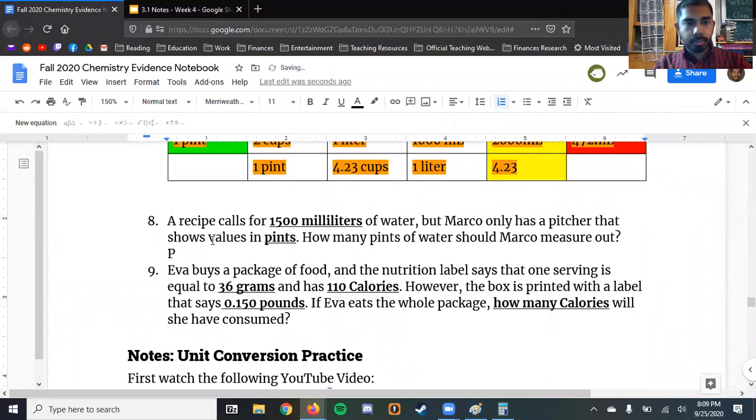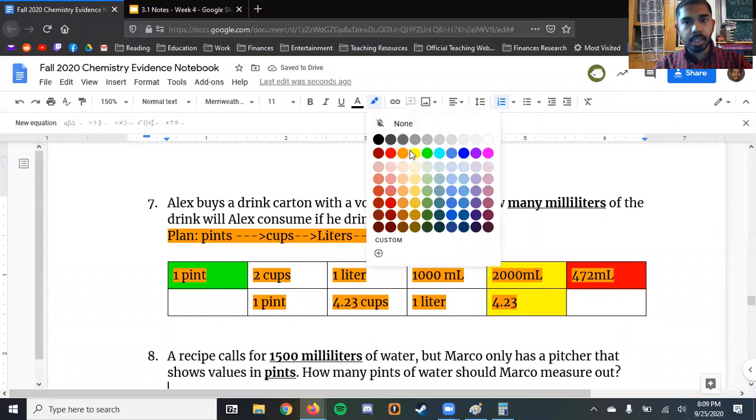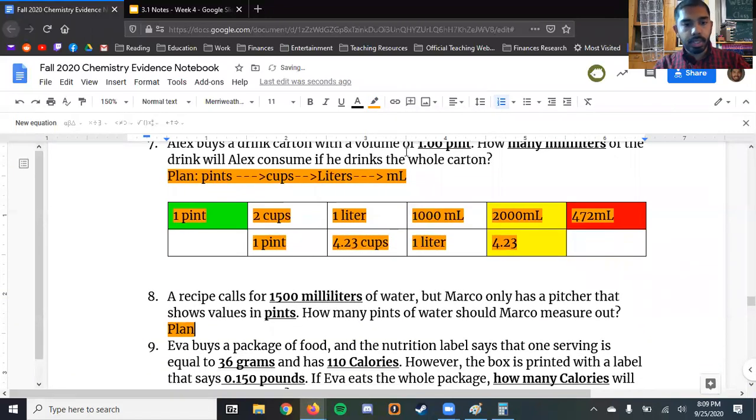So what is the plan? Highlight this thing because we got to always have a plan going in, you just can't go willy-nilly. We have 1,500 milliliters, and it shows its values in pints. How many pints of water should Marco measure out? Well, this is just the opposite. We have milliliters, and we want them to turn into pints. So we're going to work our way backwards here. Turning milliliters into liters. Turning liters into cups. And turning those cups into pints. That's our plan.